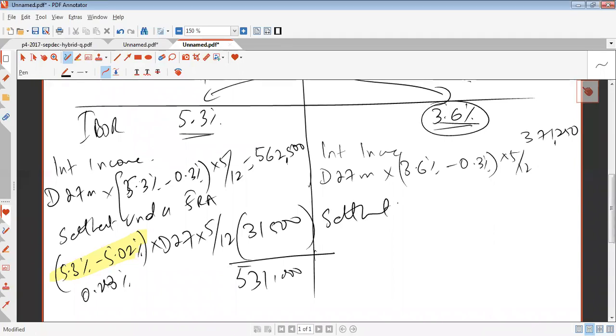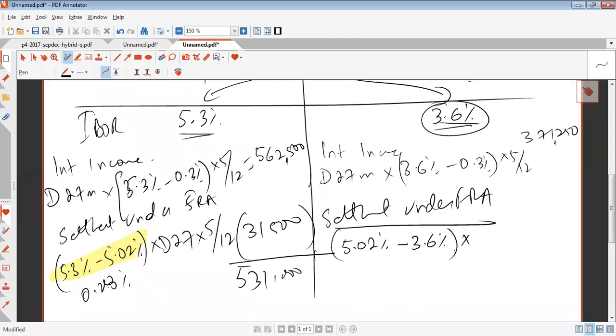Now there is actually going to be settlement under FRA. So how is this settlement under FRA going to take place? We're going to say to the bank with whom we had contracted that we have agreed to a rate of 5.02% and we've only been able to achieve 3.6%. So you need to give us settlement of the differential for a period of 5 into 12.